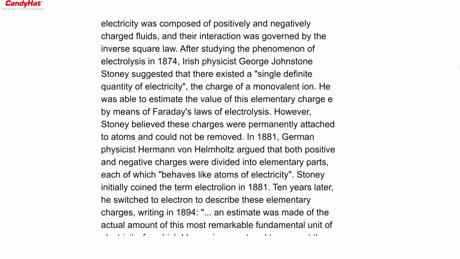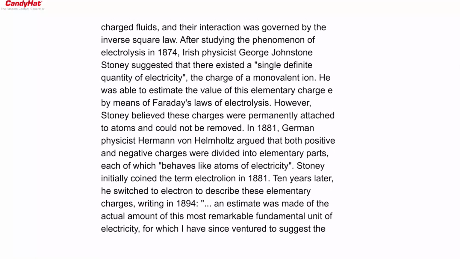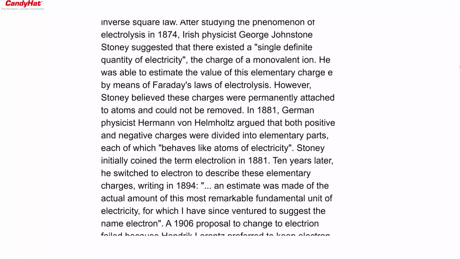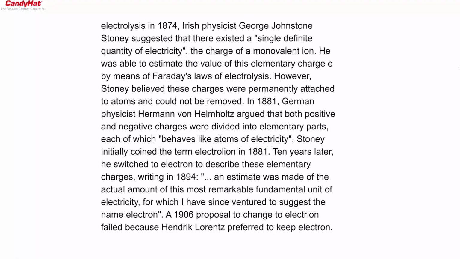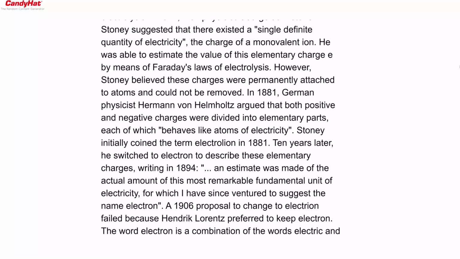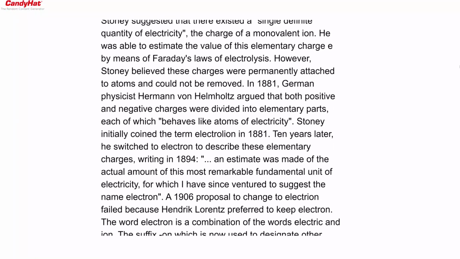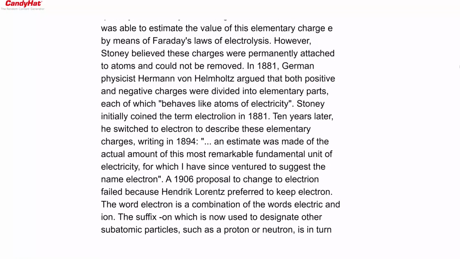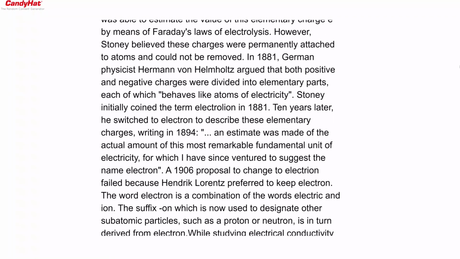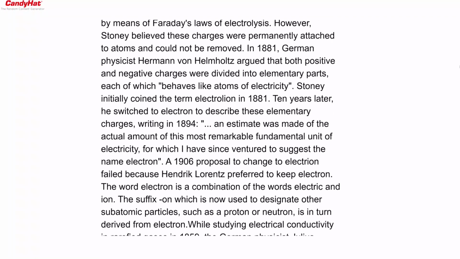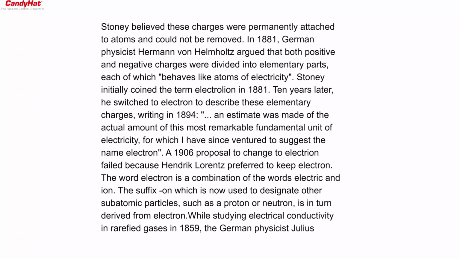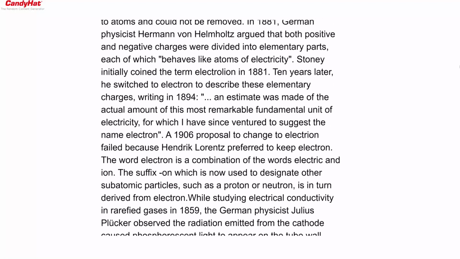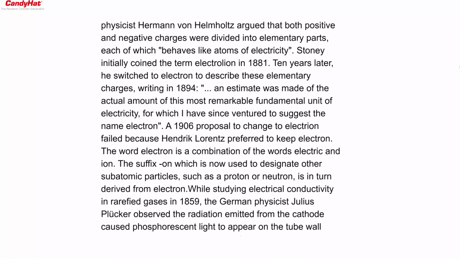Stoney initially coined the term electrolion in 1881. Ten years later, he switched to electron to describe these elementary charges, writing in 1894, "An estimate was made of the actual amount of this most remarkable fundamental unit of electricity, for which I have since ventured to suggest the name electron." A 1906 proposal to change to electrion failed because Hendrik Lorentz preferred to keep electron. The word electron is a combination of the words electric and ion. The suffix -on, which is now used to designate other subatomic particles, such as a proton or neutron, is in turn derived from electron.